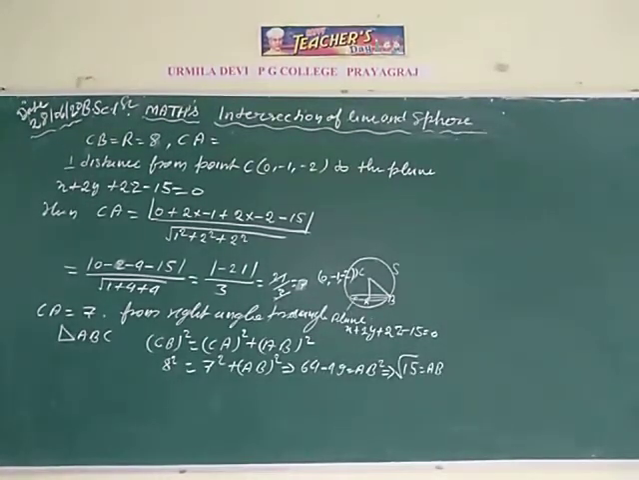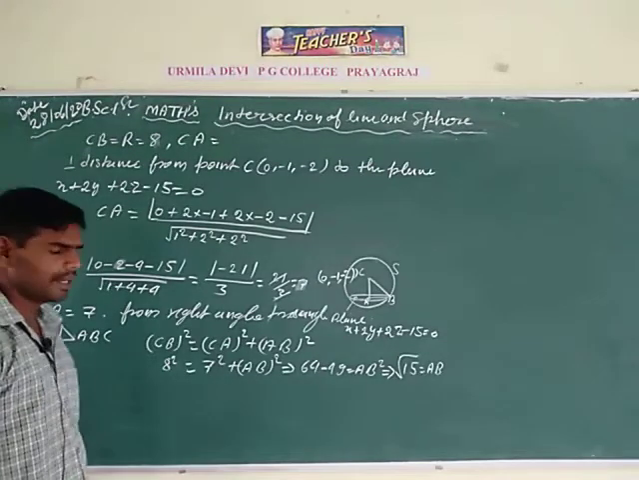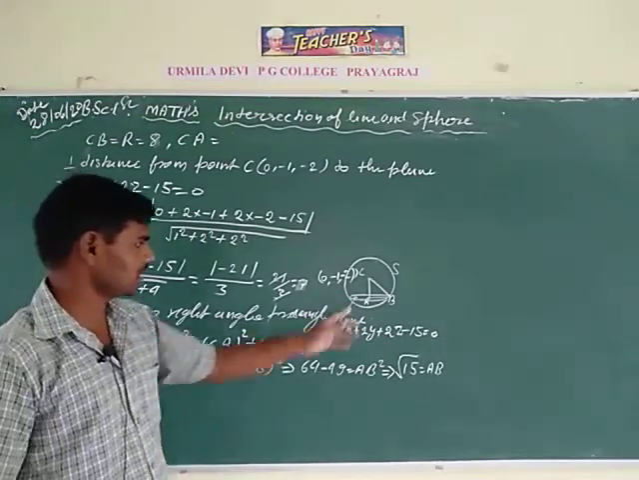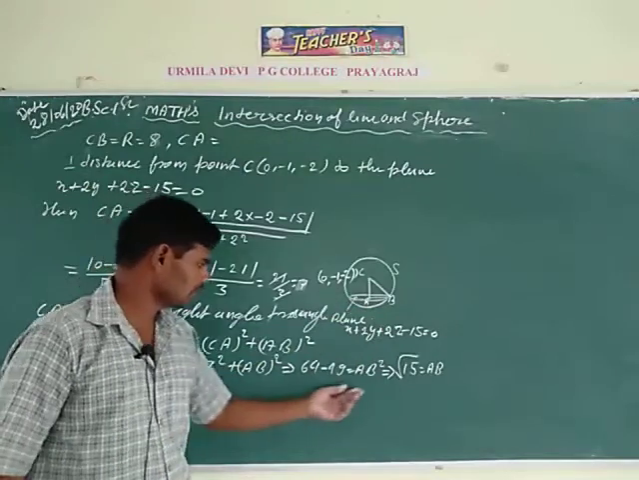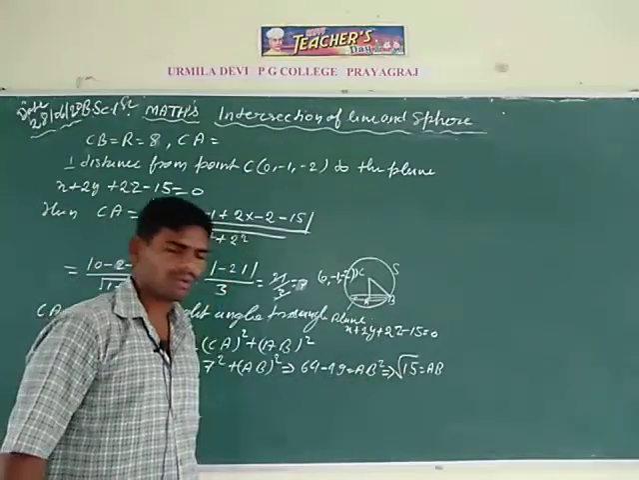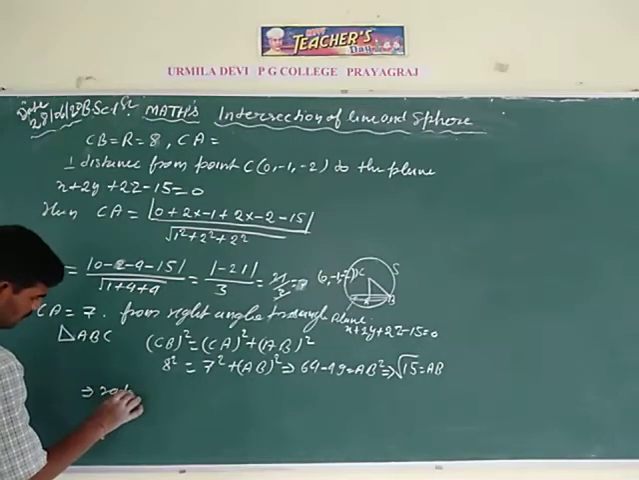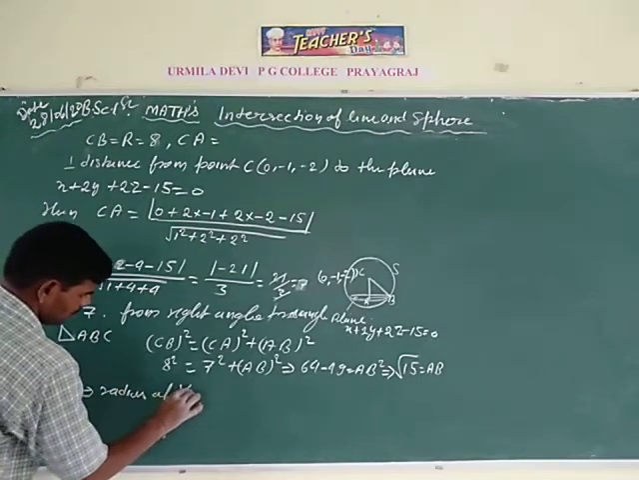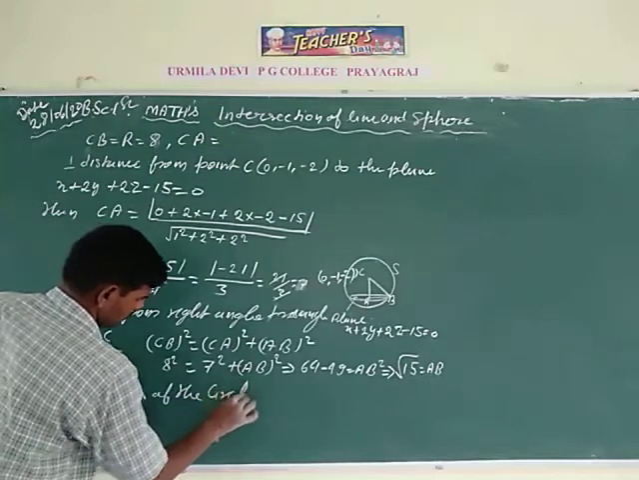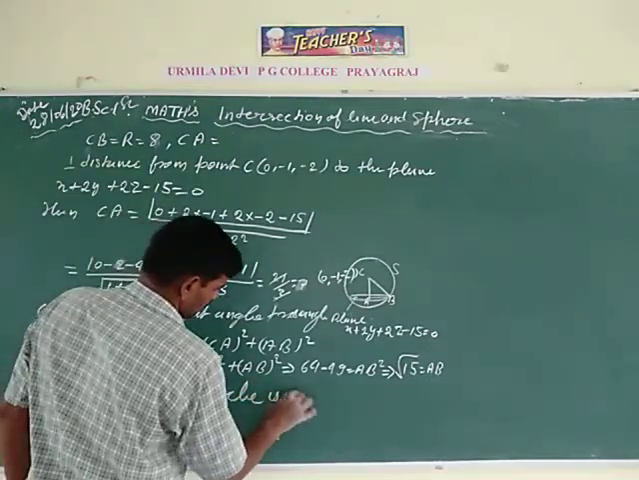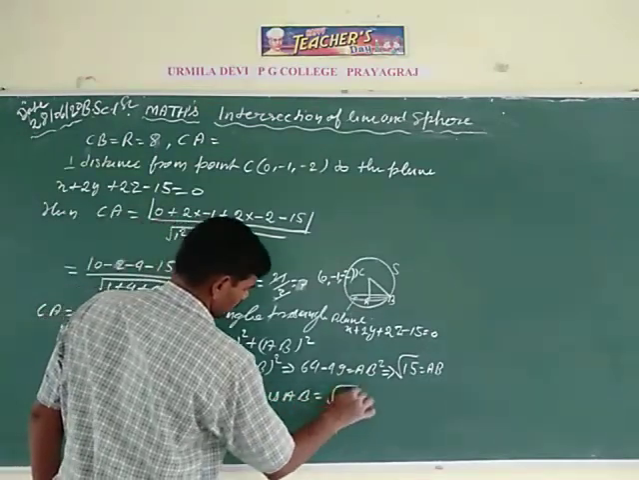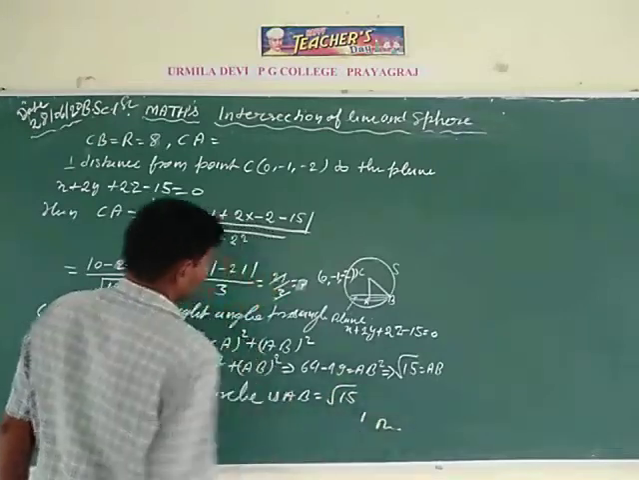So putting the values of CB, CA and AB is the radius of the circle. After calculating, the value of AB is equal to under root 15. It is implied that the radius of the circle AB is equal to under root 15, which is the complete solution of the given question.